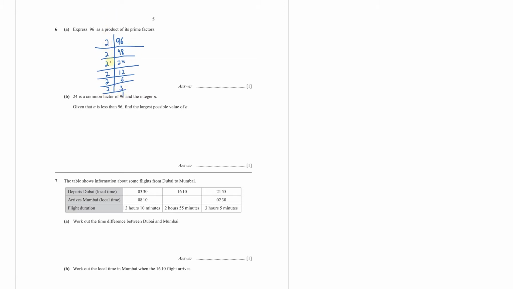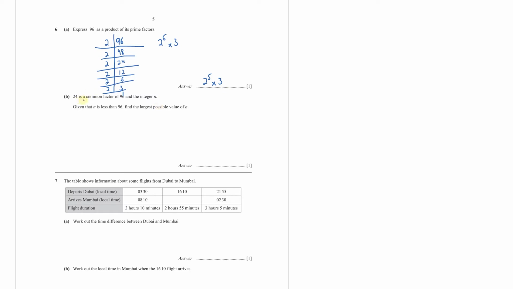So you have 1, 2, 3, 4, 5 2's and 1 3. So 2 to the power 5 multiplied by 3 is your answer. 96 as a product of its prime factors can be written as 2 to the power 5 multiplied by 3.